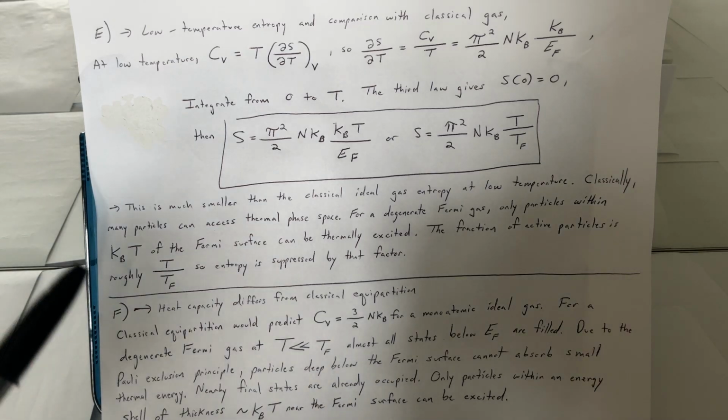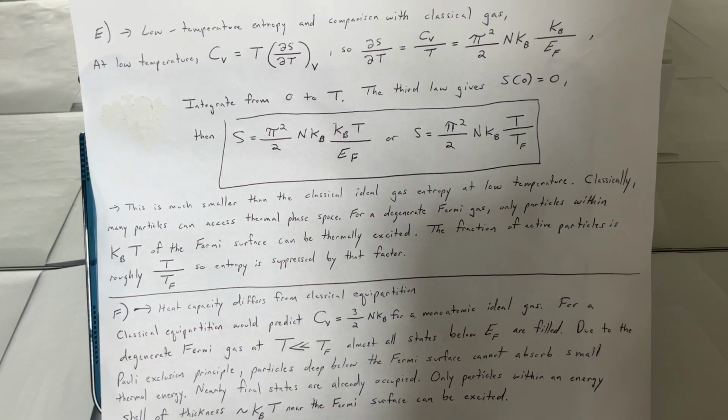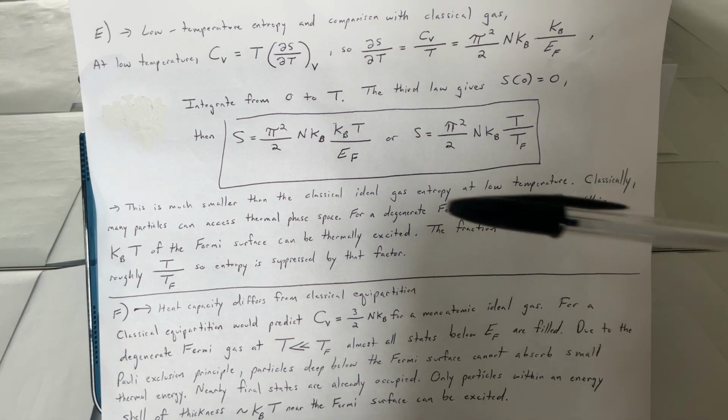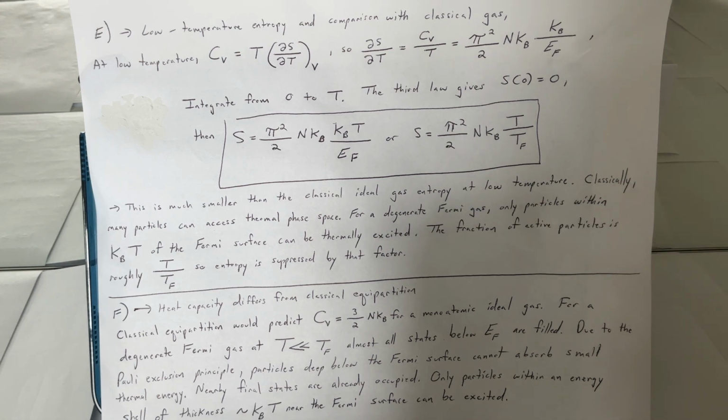So what we could say from here is this is much smaller than the classical ideal gas entropy at low temperature. Classically, many particles can access thermal phase space. For a degenerate Fermi gas, only particles within k sub B T of the Fermi surface can be thermally excited. The fraction of active particles is roughly T over T sub F, so entropy is suppressed by that factor. Okay.